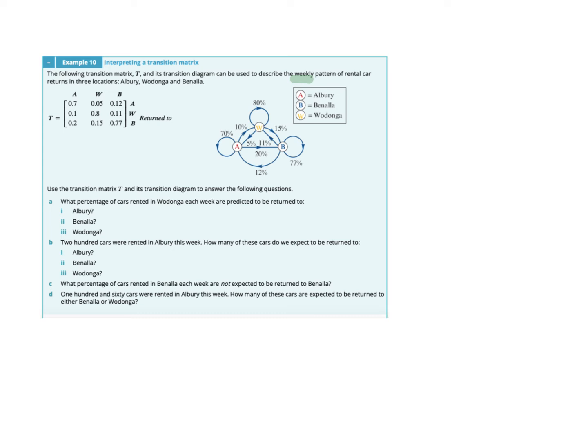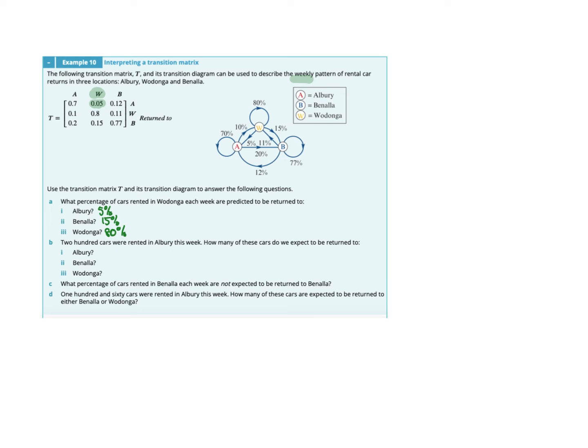So it says here, use a transition matrix diagram to answer the following questions. What percentage of cars rented in Wodonga each week are predicted to be returned to Albury, Benalla and Wodonga? So you're starting at Wodonga here. Wodonga to Albury is 5%. From Wodonga to Benalla is 15%. And Wodonga back to Wodonga is 80%.